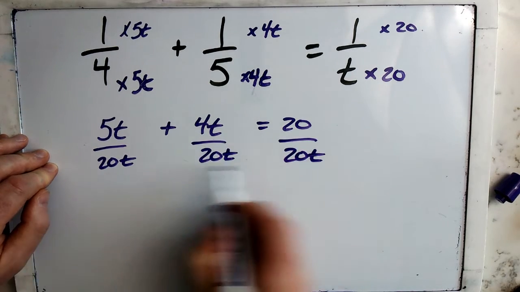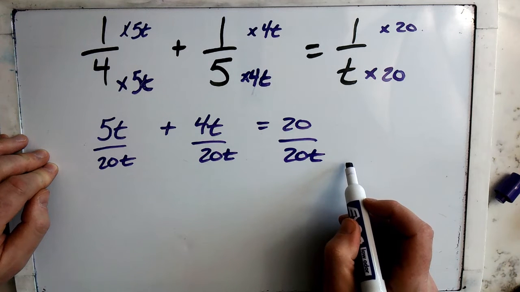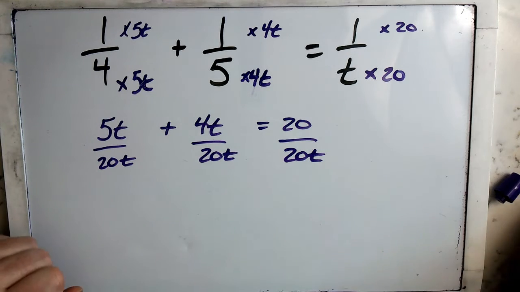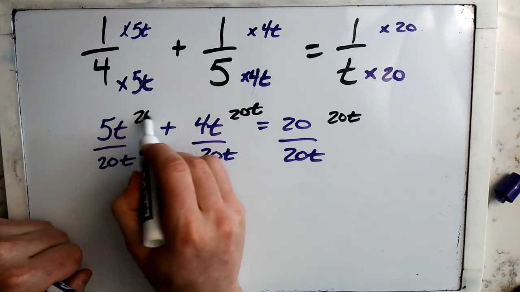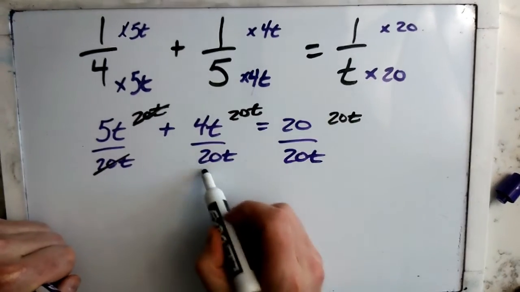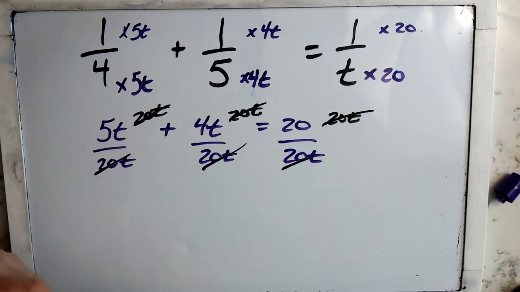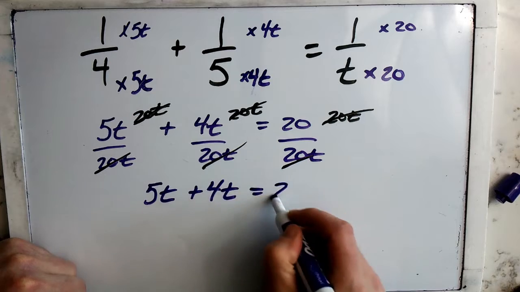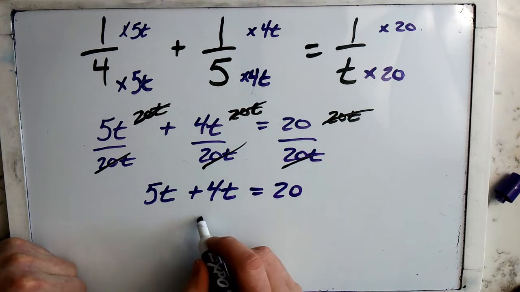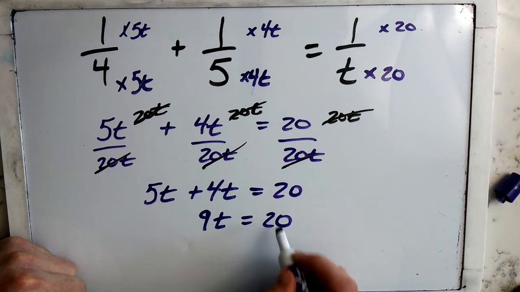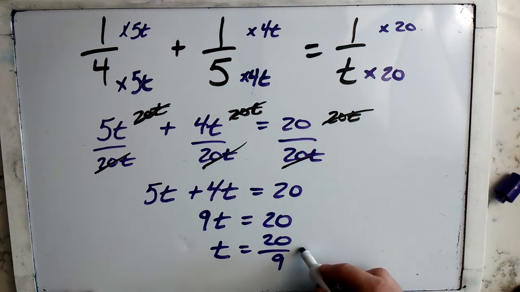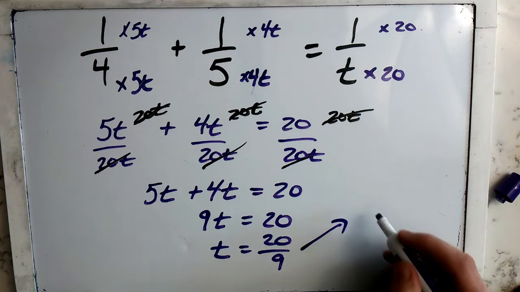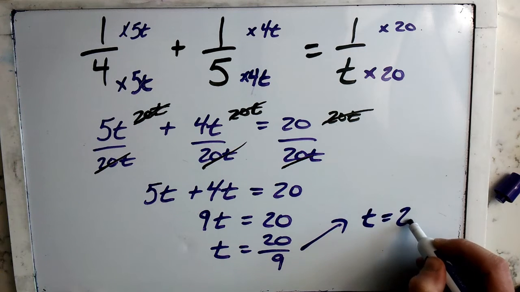And here's where we've got common denominators, so I'm just going to get rid of them all, cancel them out. Now technically I am multiplying all the terms by 20t. And because they all cancel, I am just left with the numerators. Like terms, so 5t plus 4t, 20 over 9. Now, because it's a word problem, we don't actually use fractions. I want you to put this into your calculator and find out the actual answer with a decimal.